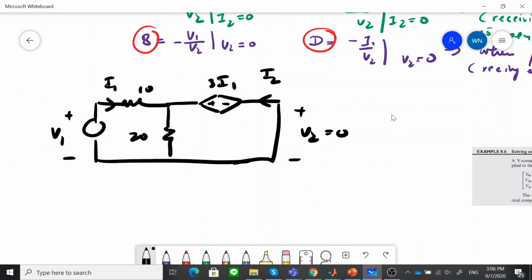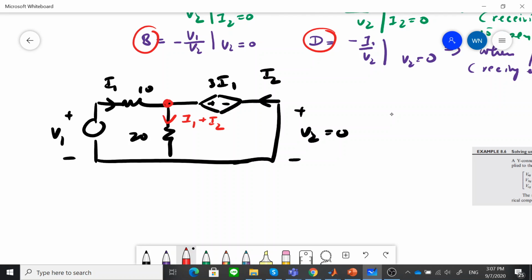So how would you compute this one? Now you see that the current I1 is flowing in this direction, and the current I2 is flowing in this direction. So KCL at this point results in the current flowing from the top node to the bottom node. This is I1 plus I2. You know the current flowing into the 20 ohms, right?